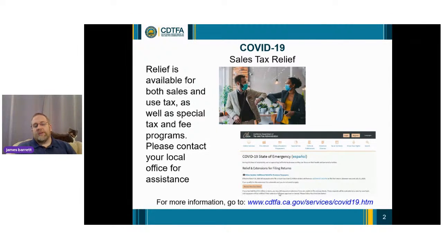But we want to get you taken care of, right? So go ahead and give us a call and we can help you with any tax return issues you may have. This website down here, www.cdtfa.ca.gov/services/COVID-19. It's also available if you go to our website. There should be a banner you can click on that'll tell you all about it. But this is where you can see up-to-date information on what we're offering you as far as sales or payment plans and extensions, okay?